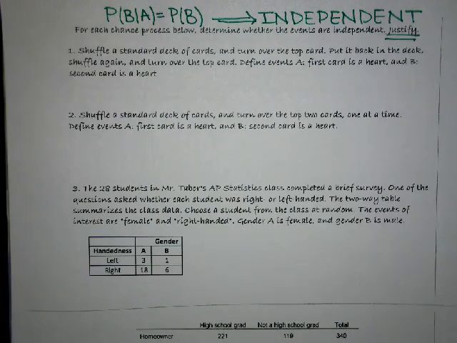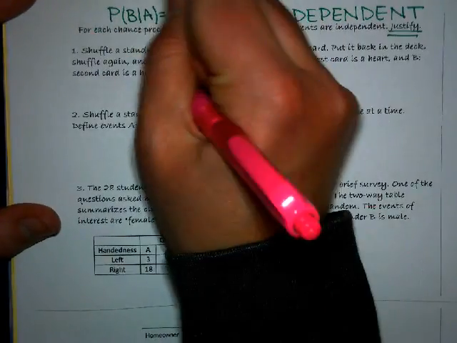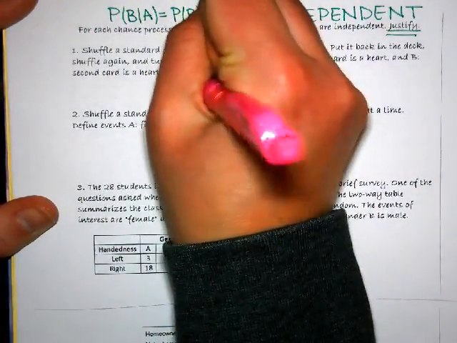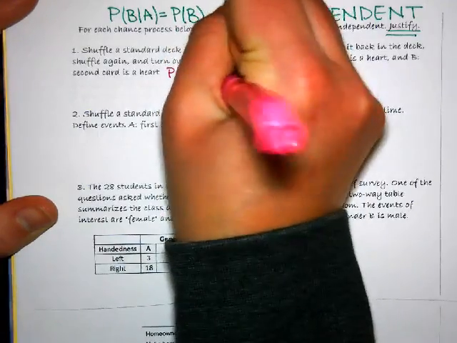All right, so first one, we're going to shuffle a standard deck of cards. We're going to turn over the top card. We put it back in the deck, shuffle again, and turn over the top card. Event A, the first card is a heart, and event B, the second card, is a heart. So we want to see if A and B are independent. So we want to see if the probability of B given A is the same as the probability of B.